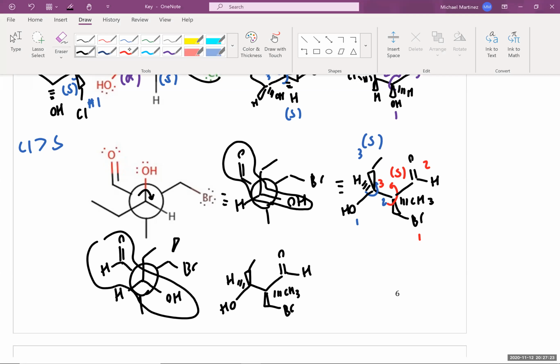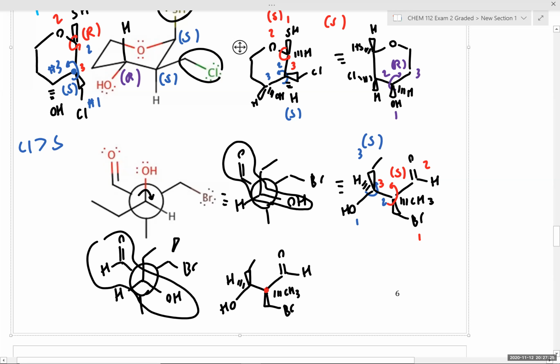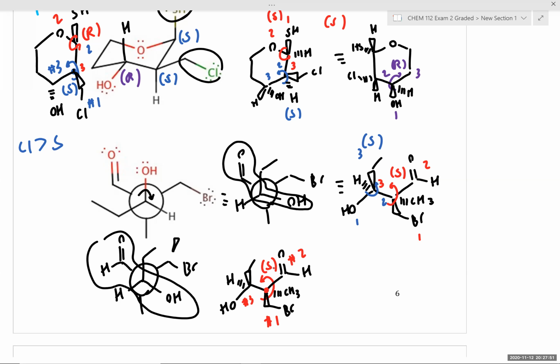Now assigning priority at this first center here. Bromine beats out oxygen, so this alkyl bromide is priority 1. Two oxygens beat one oxygen, so this aldehyde is priority 2. And this other side chain is priority 3. So tracing from highest to lowest priority, that gives us an S stereochemistry. Does that make sense to everyone? Does that process make sense?